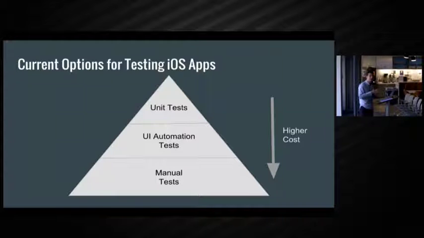Automation tests are really powerful, but they're notoriously difficult to write and maintain. False negatives are really common. Tests can be slow to run because you have to wait for the app to actually run animations, load screens, things like that. The last option is manual testing.